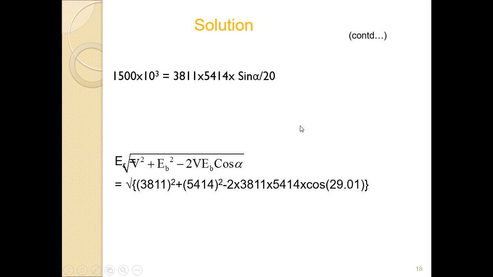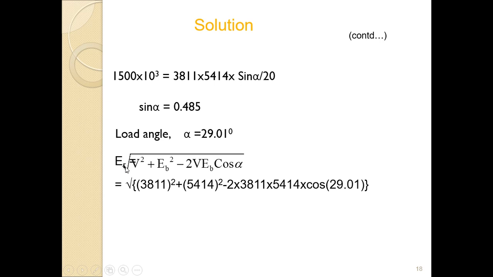What is that alpha value? That is 29.09. So sin alpha is equal to 0.485. So what is alpha? How you can get alpha: alpha is equal to sin inverse of 0.485. Then it will give the alpha value, that is alpha is equal to 29.01 degrees. So this is the new alpha value for the new input, that is 1500 kilowatts. Alpha value calculated. From this alpha value we can calculate the new ER value.